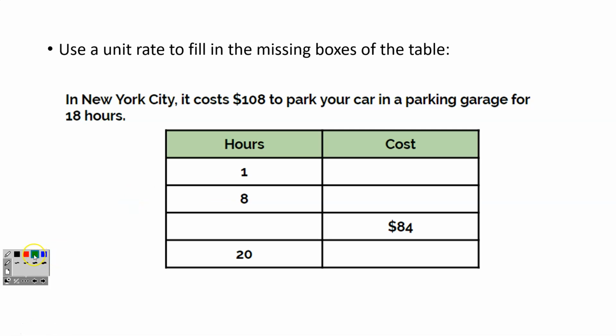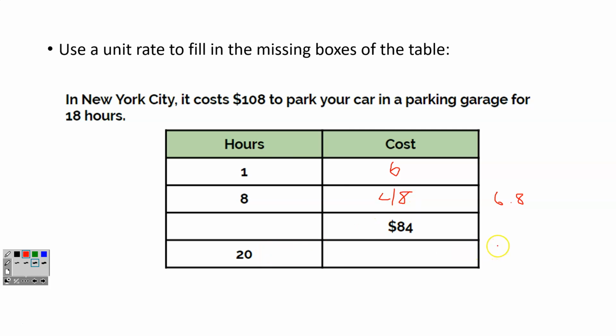So same thing on this one. In New York City, it costs $108 to park your car in a parking garage for 18 hours. So I need to find out cost per 1 hour. So I'm going to do 108 divided by 18. And I get an answer of 6. So for 1 hour, it's going to be $6. For 8, I would just do my unit rate times 8, and I get an answer of 48.